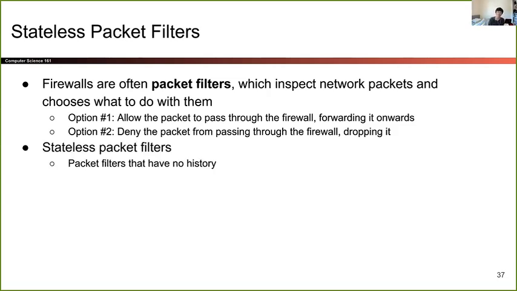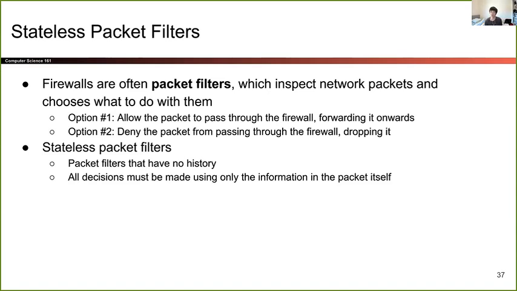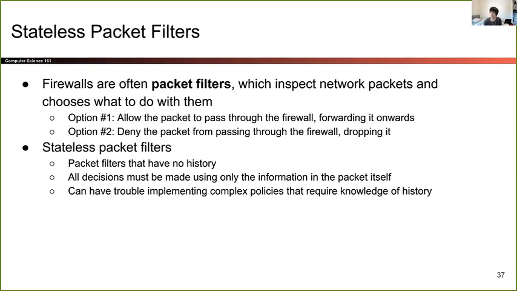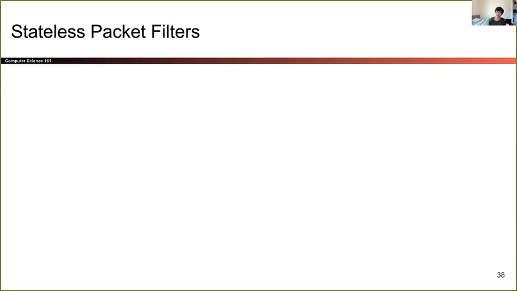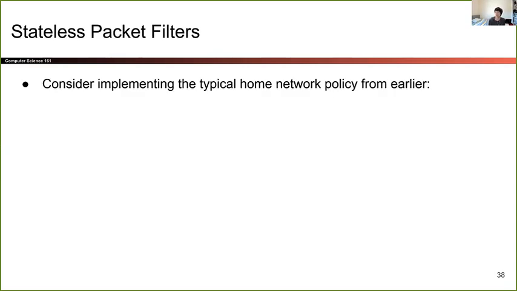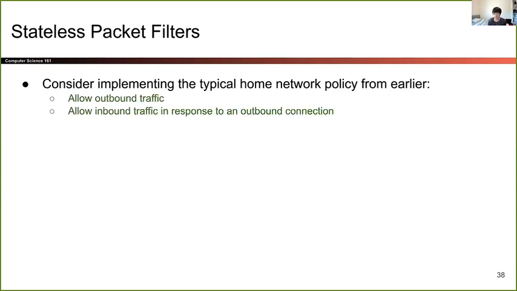But in a stateless packet filter, we only get to look at the packet itself. We don't have any sense of history. So we have to make all our decisions based on just this one packet. This is relatively simple, but it has some trouble implementing more complex policies because more complex policies are generally going to require some history. So let's think about the home network policy from earlier. Allow outbound traffic, allow inbound traffic in response to an outbound connection, and deny all other inbound traffic.